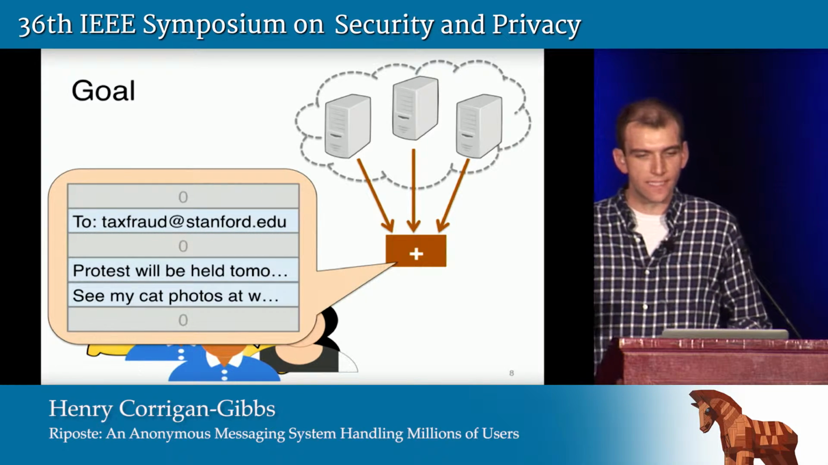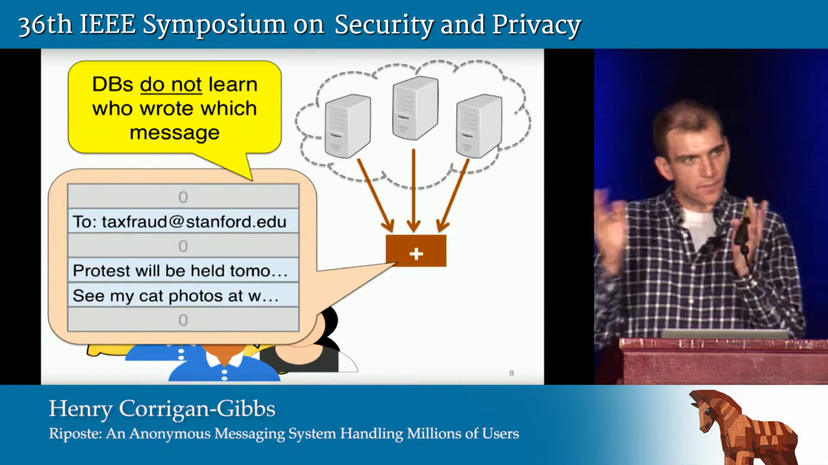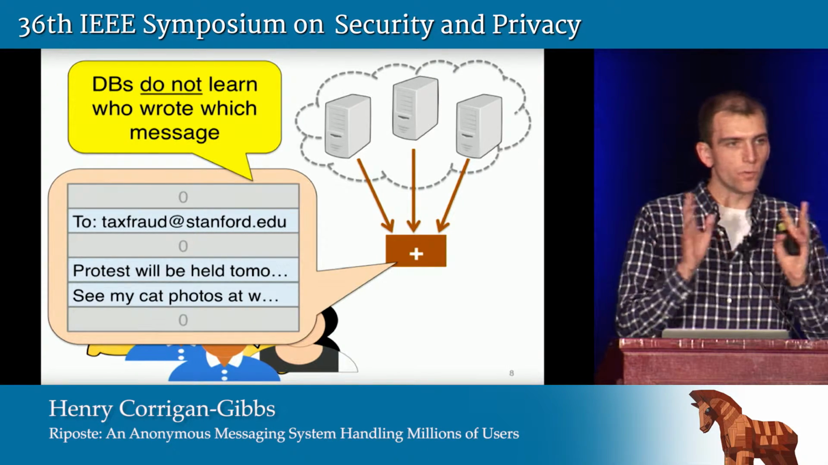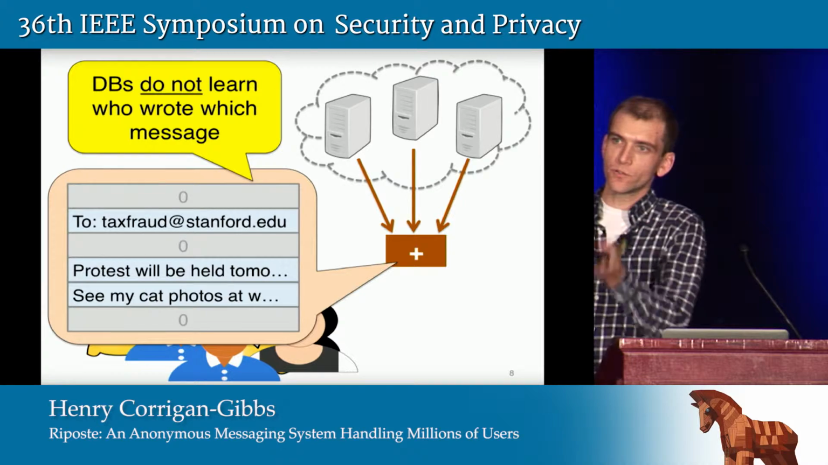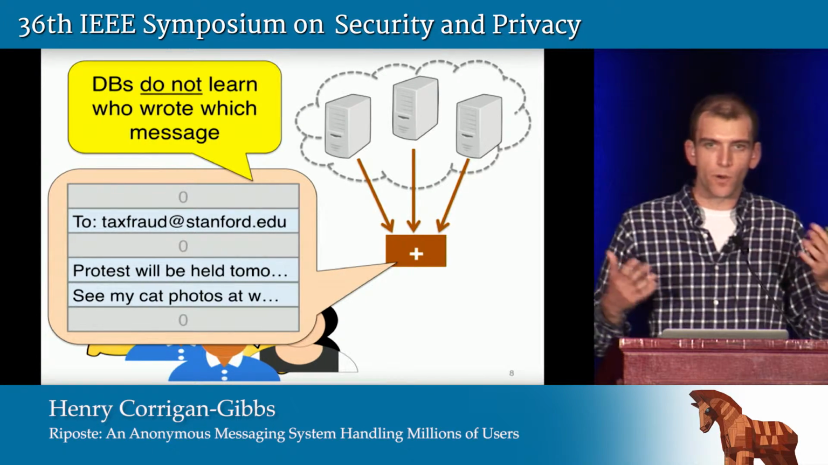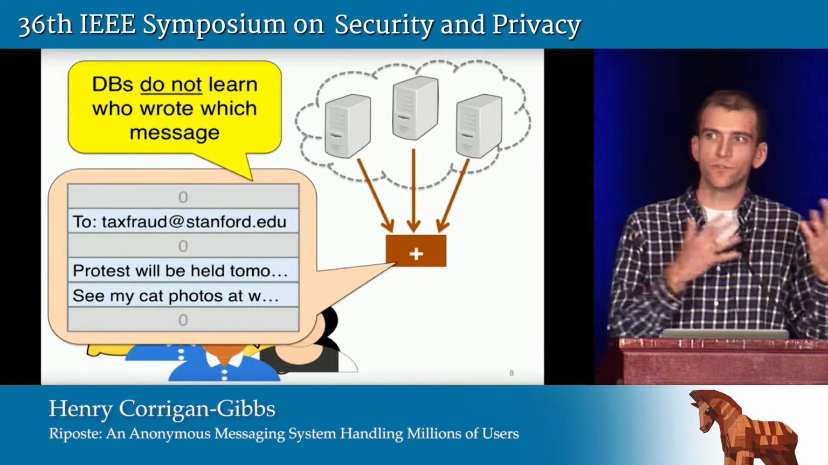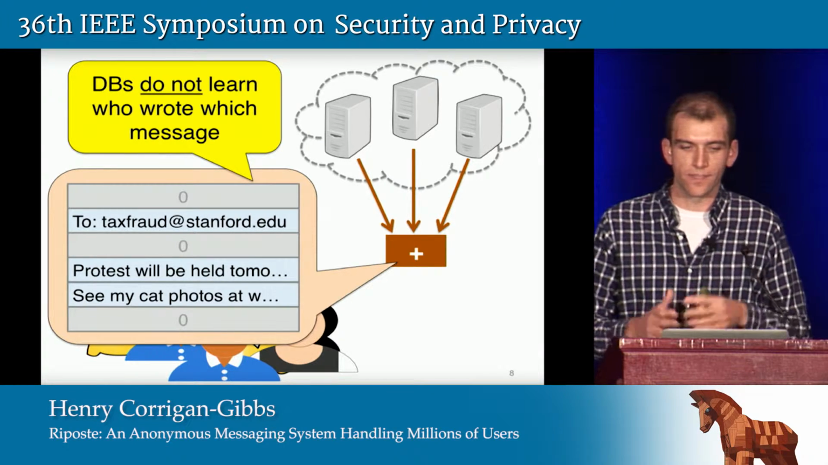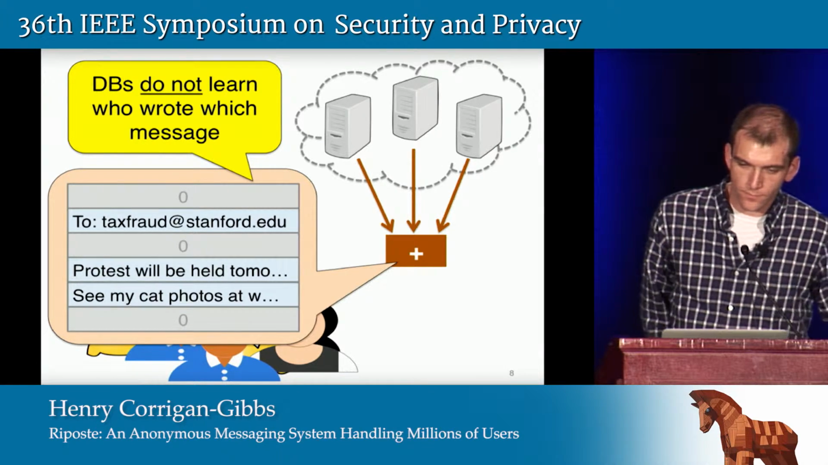So again, the key security property here is that the database servers don't learn who wrote which message. So the set of users is public. The set of messages that comes out at the end of the day is public, but we're hiding the association between users and messages, so that we keep secret who said what.